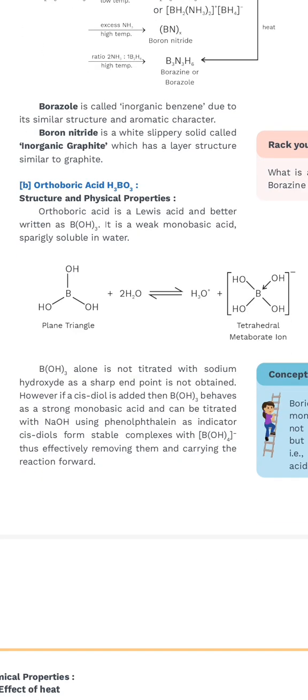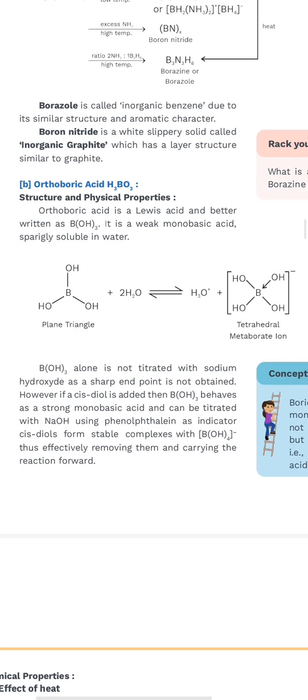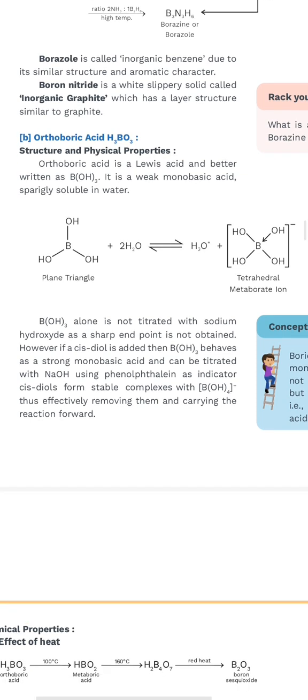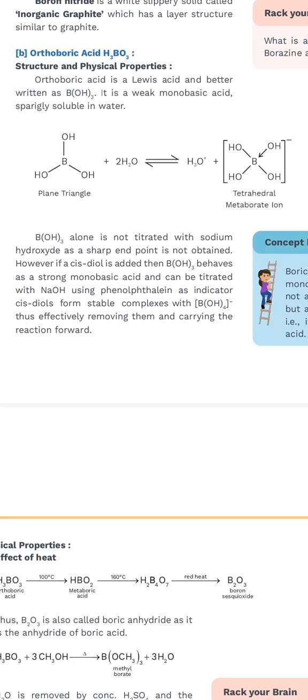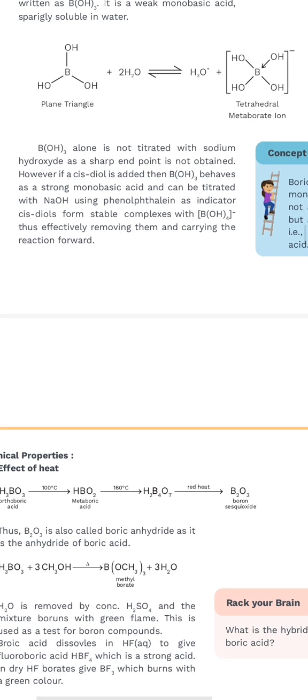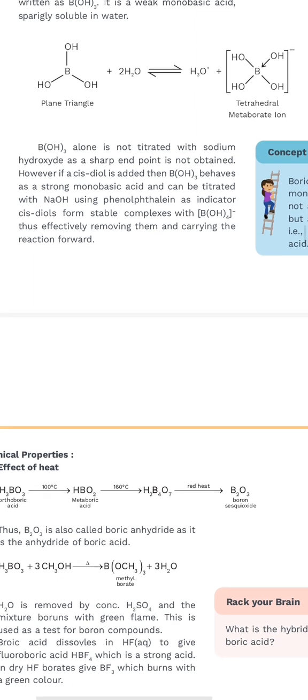Next is orthoboric acid, H3BO3. Structure and physical properties. Orthoboric acid is a Lewis acid and better written as B(OH)3. It is a weak monobasic acid, sparingly soluble in water. B(OH)3 alone is not titrated with sodium hydroxide as a sharp end point is not obtained.